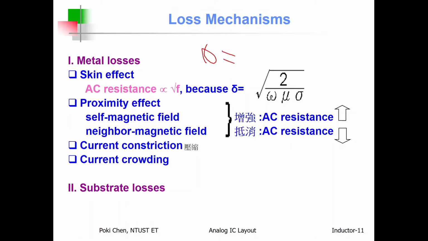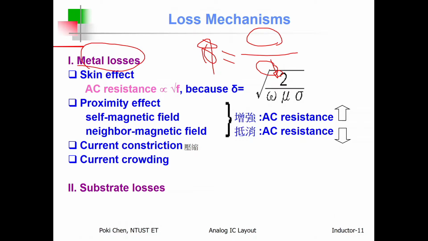Q factor means the overall energy you can store divided by energy you will dissipate, or the device will waste. So to reduce the wasting of the power means to increase the Q factor. But what kind of mechanism to waste the power? Two kinds of mechanisms. First of all, metal losses.